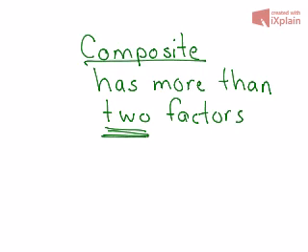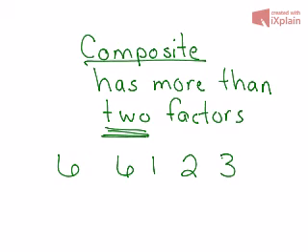Alright, so the example we did earlier, we did 6. It had the factors of 6 and 1 and 2 and 3. So look here, it has 1, 2, 3, 4 factors. As long as it's more than 2, that means it's composite. So 6 is a composite number. Let's look at some more examples.